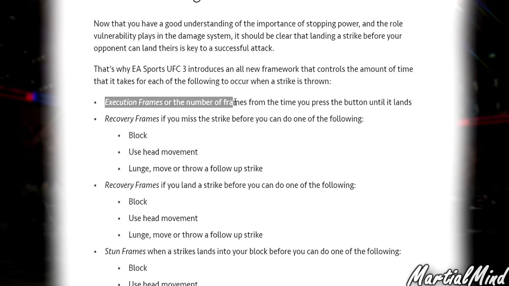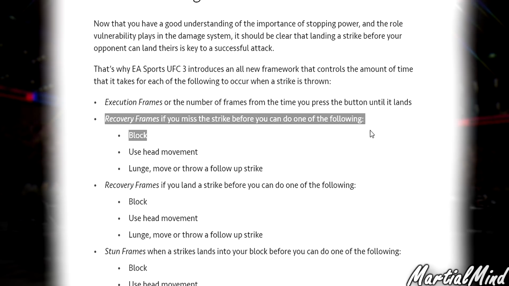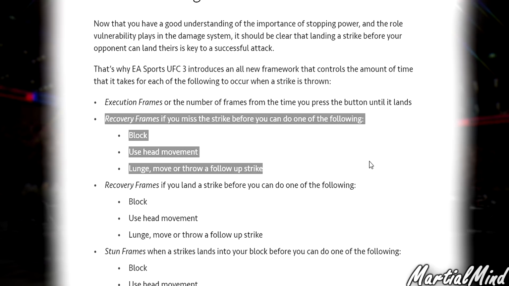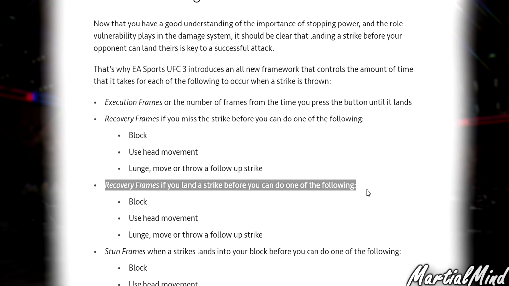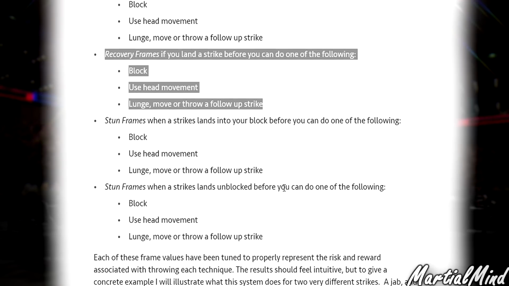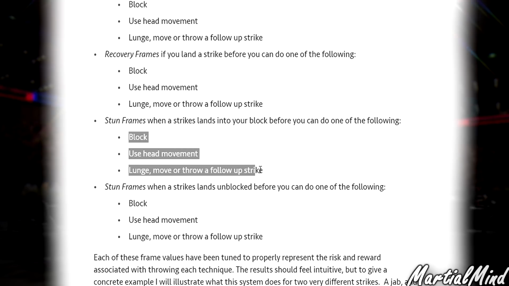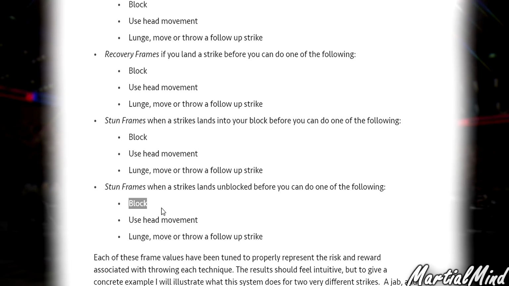The first one is called the execution frames. And this basically refers to the number of frames from when you press the input for a strike and when the strike actually lands. The framework also controls how long it takes for you to block, how long it takes for you to use head movement or lunge after you miss a strike. It also controls how long it takes for you to block or use your head movement or lunge after you land a strike. And it also controls the amount of time after a strike lands into your block before you can block, move your head, or lunge. And finally, it controls how long after a strike lands clean on you before you can block, move your head, or lunge.